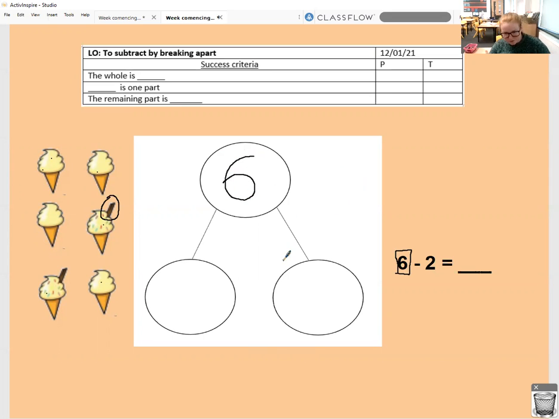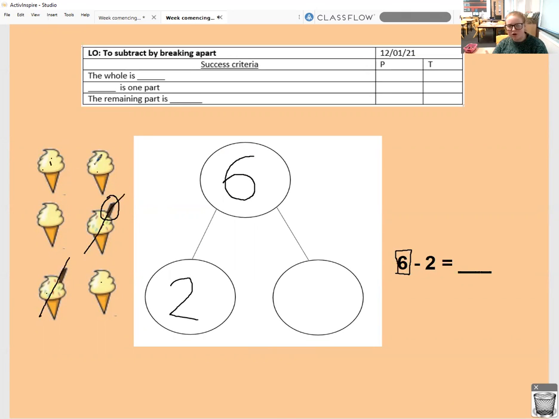6 is my whole. This is now telling me that 2 of my ice creams have flakes. 2 already have flakes. Let's count. 1, 2. 2 of my ice creams have flakes. So my first part is 2. What is my remaining part? How many ice creams are left that do not have flakes?